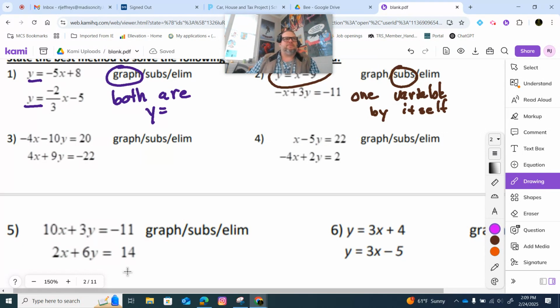Number three, which method? This one is straight up elimination. We have same terms.